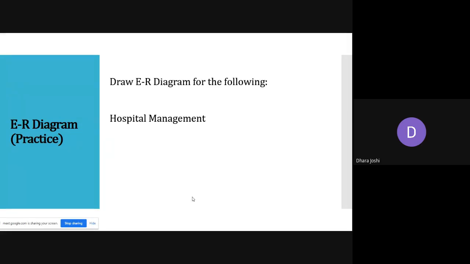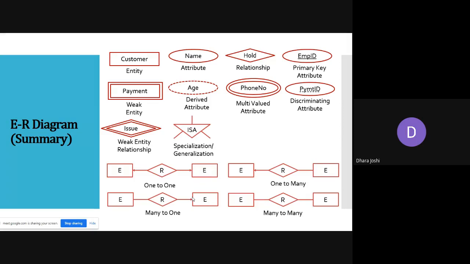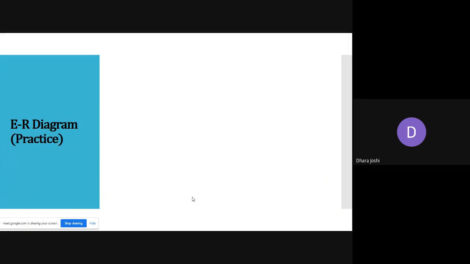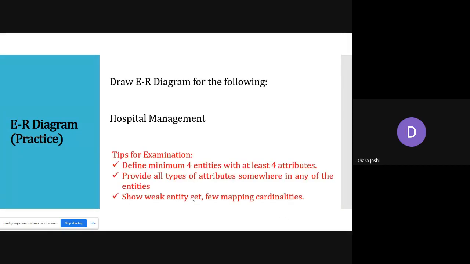All of you are supposed to create an ER diagram for hospital management. In this diagram, you need to use all of what you have studied: multi-valued attribute, discriminator, and relationships with mapping cardinality, one to one, one to many, many to one, all of this. These are the tips for examination. Define a minimum of 4 entities with at least 4 attributes. In the exam, any of these diagrams can be asked. You need to mention a minimum of 4 attributes per entity, and a minimum of 4 entities should be there.